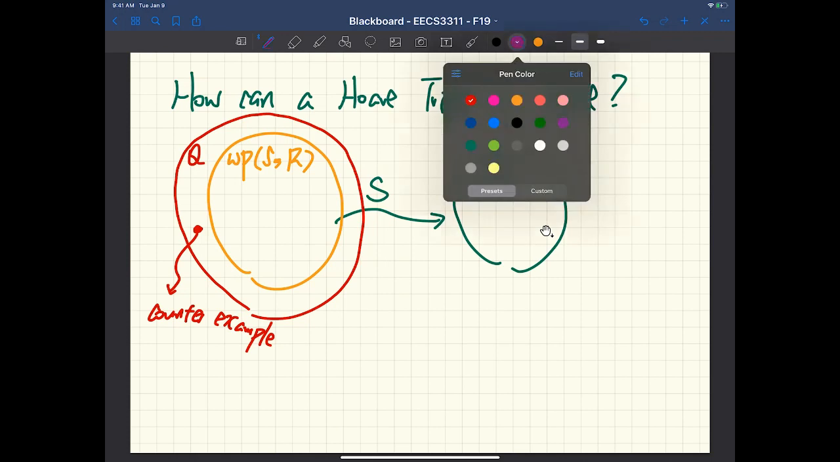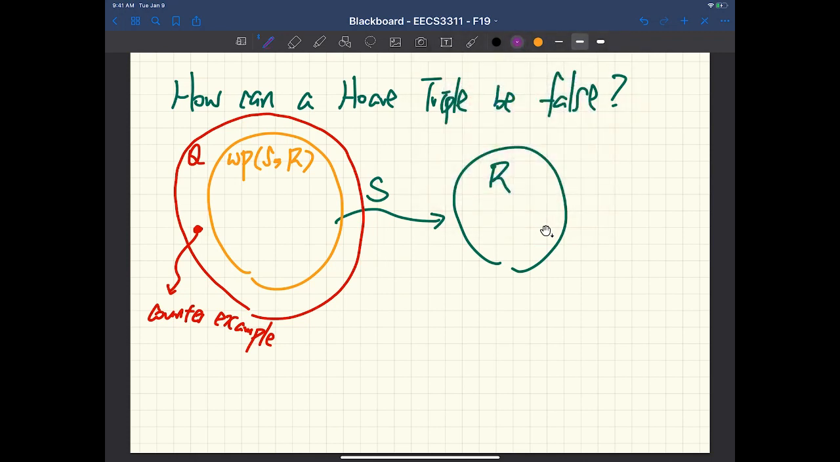Use another color, let's say purple. In that case, maybe you will simply just get something like this. Let's say this is your Q. In that case, this would be a counter example. Okay? Yes, I think that these are the two typical ones.